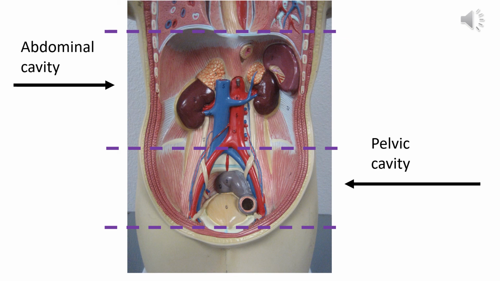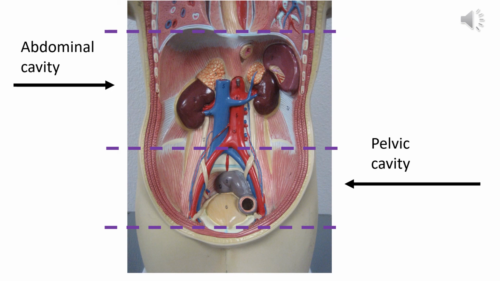We did say the abdominal pelvic cavity was below the diaphragm. The top purple dashed line is pretty much the level of the diaphragm. So stuff below that would be the abdominal pelvic cavity. Now, the abdominal pelvic cavity can be divided into the abdominal cavity below the diaphragm but above the hips. Between the top line and the middle line would be the abdominal cavity.